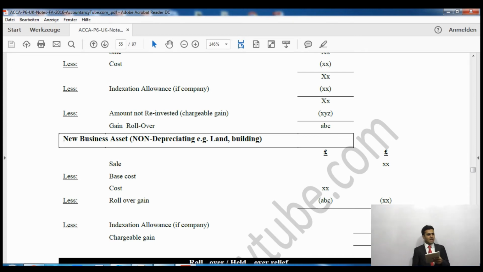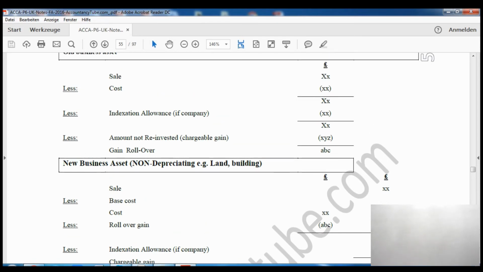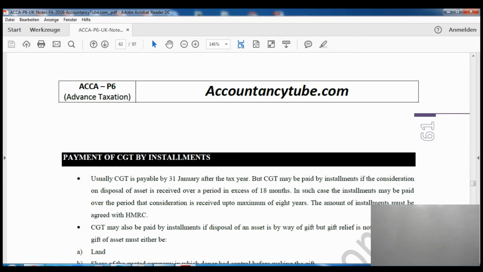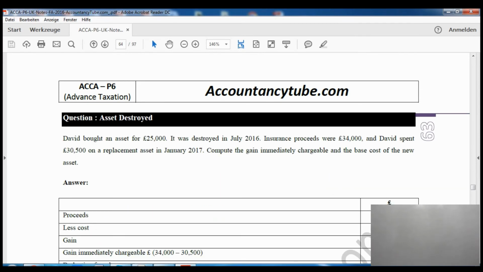Now, only when we sell the new asset will we have to pay tax, not only on the normal gain but also on the gain which we deferred earlier by reducing the cost of the new asset. That is the way to calculate rollover relief when we have reinvested in a non-depreciating asset. Now we will look at an example relevant to rollover relief, and then you will understand this concept better. I know that you have already understood, but we will just do an example.